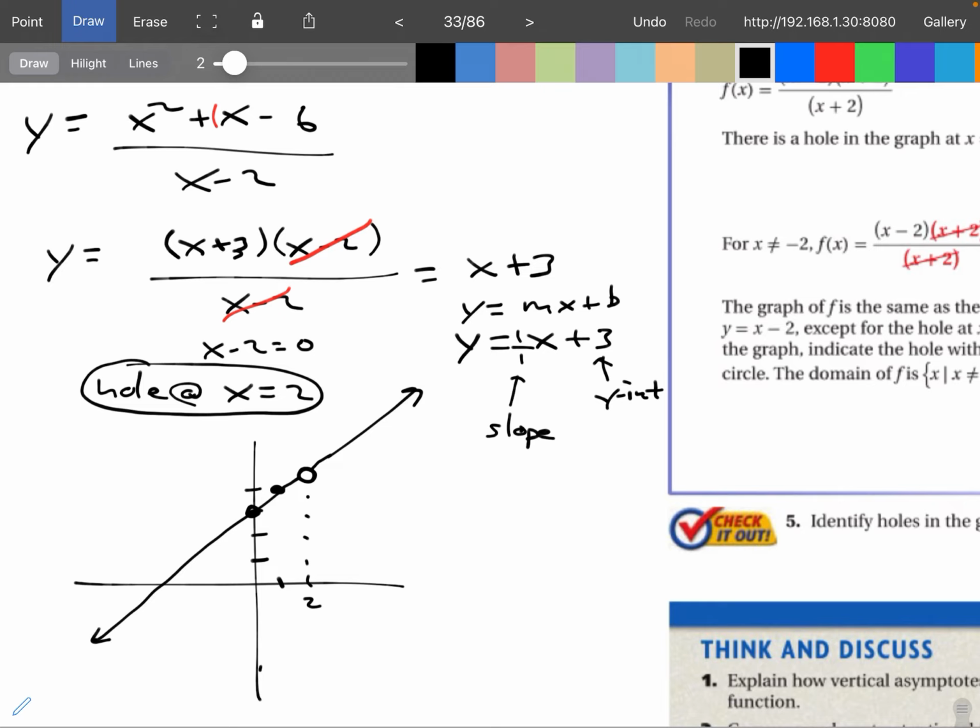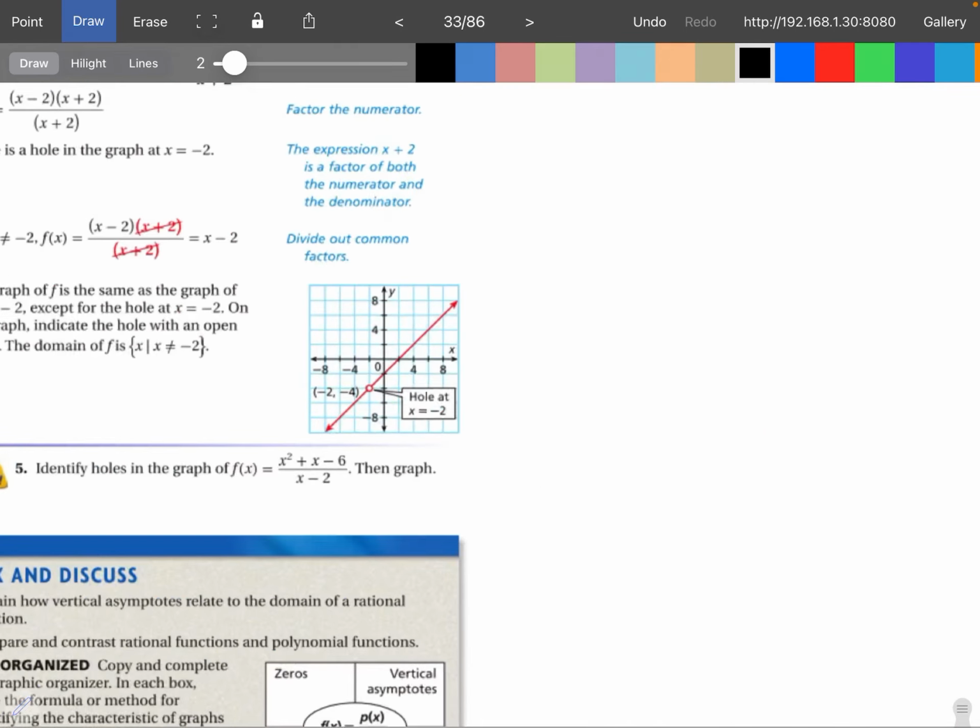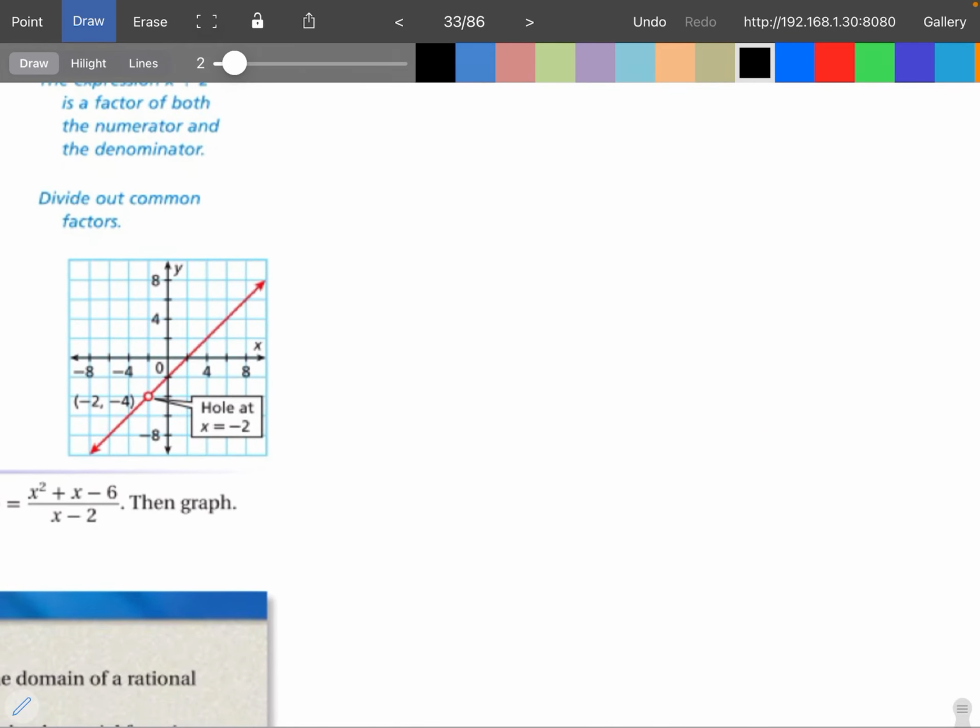Let's do the last one. So for the last one, let's just take this function we have and flip it over. Let's do the reciprocal of that and see what this will look like. So let me write this down real quick. We're going to have x minus 2 over x squared plus x minus 6. So let's go over on the other side and do this. So now my function is going to be y equals x minus 2 over x squared plus x minus 6.